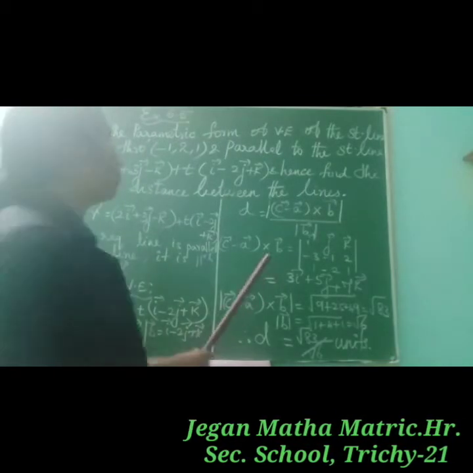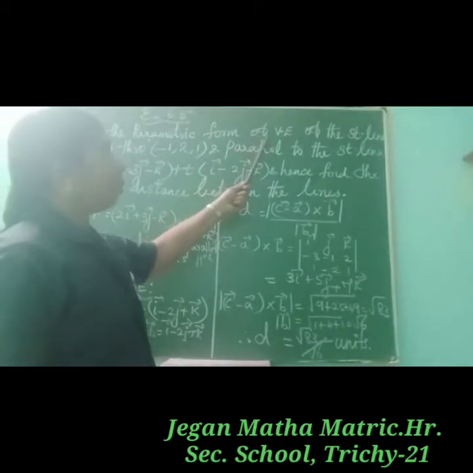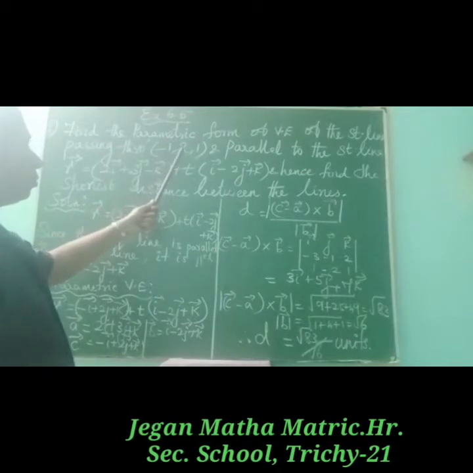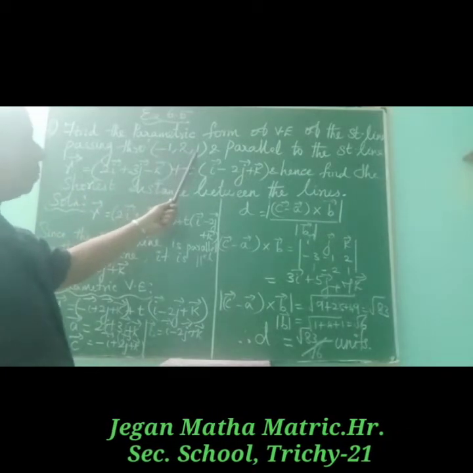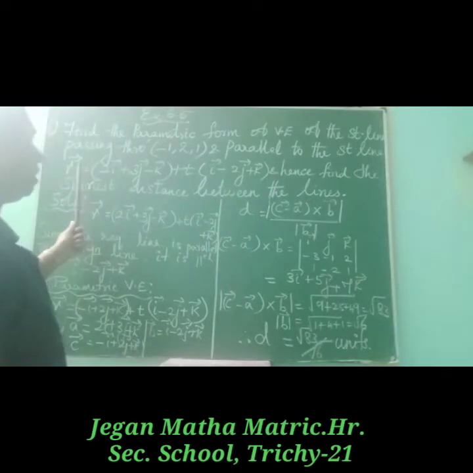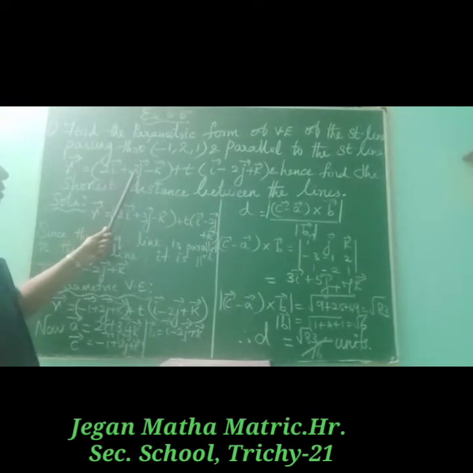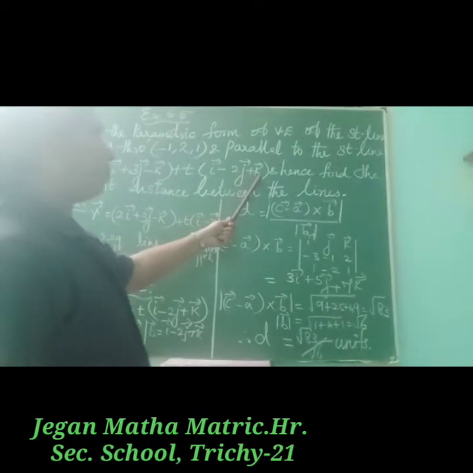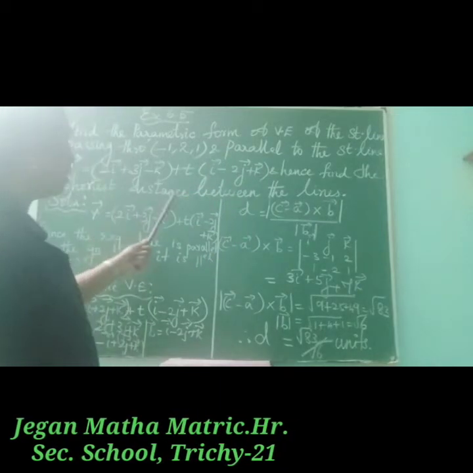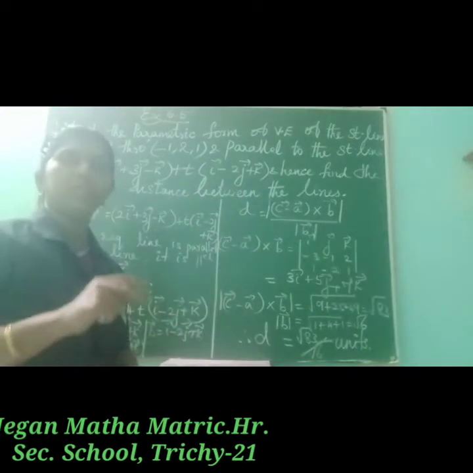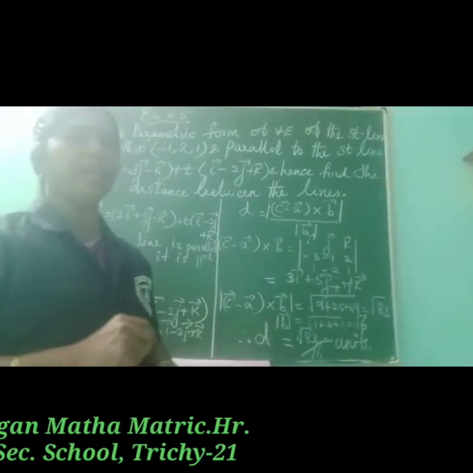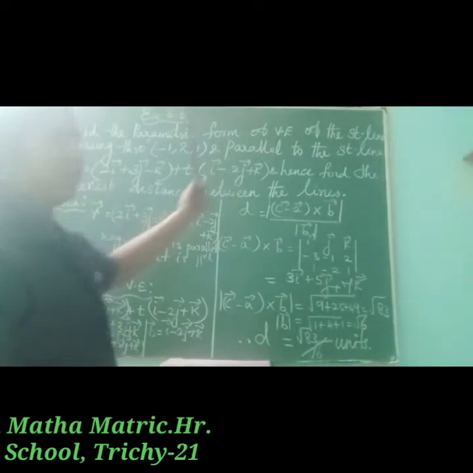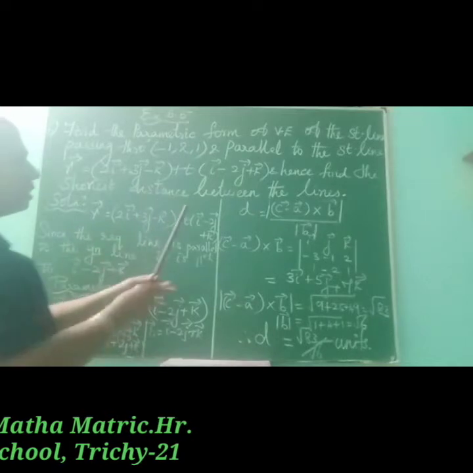Here the question is: find the parametric form of vector equation of the straight line passing through the point -i+2j+k and parallel to the straight line r vector equal to 2i plus 3j minus k plus t into (i minus 2j plus k). Hence, find the shortest distance between the lines. So, in this question, we have to find two different answers. One is the parametric form of the vector equation. Another one is the shortest distance between the lines.